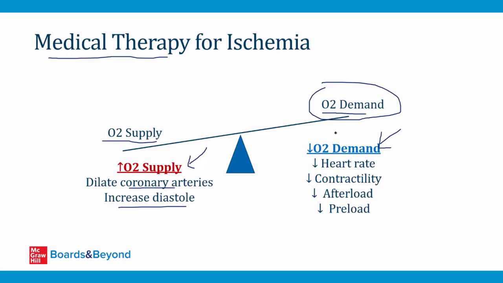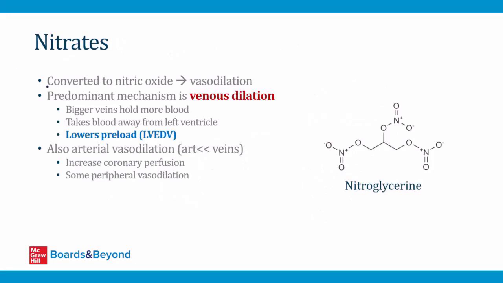And then the four major determinants of oxygen demand are shown here. They are heart rate, contractility, afterload, and preload. And so a number of drugs used to treat stable angina target these things shown here. So the class of drugs that's most commonly used to treat stable angina is the nitrates.